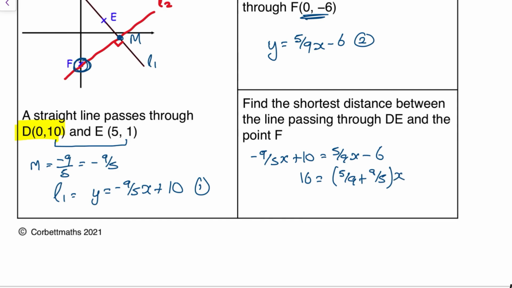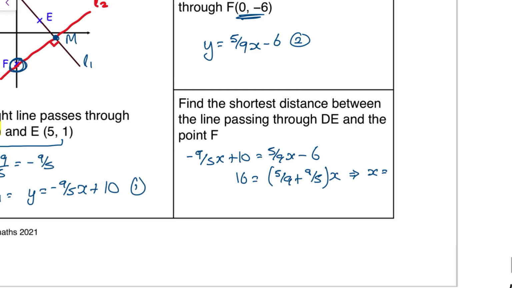So I've got 5/9 plus 9/5, which actually then means that x is equal to 16 divided by 5/9 plus 9/5, which is 106/45 on the calculator, obviously, and this is definitely a calculator question. And then 16 divided by that is going to be 360/53. Wow, not a great number. I'm going to keep it as a fraction. I think if you're using rounded decimals, that would be fine, but I'm going to keep this as a fraction. I think that just might make it easier.